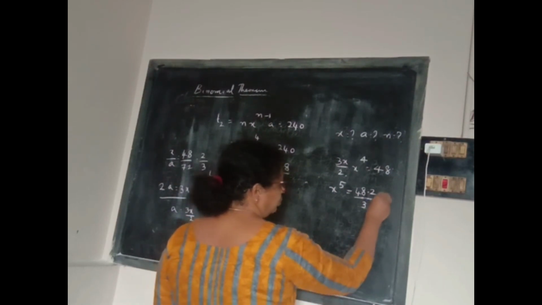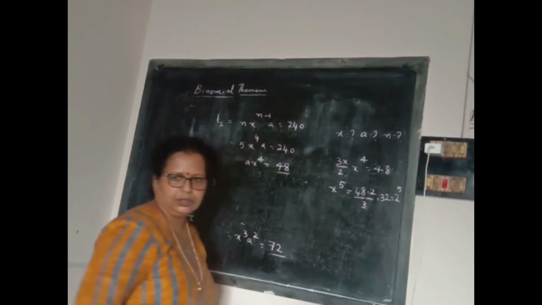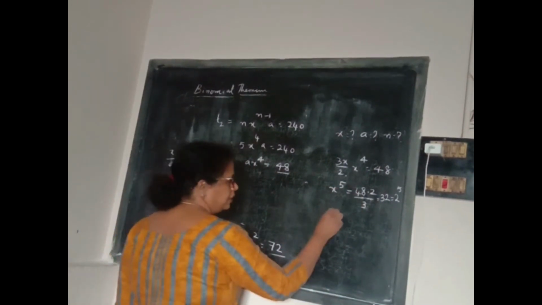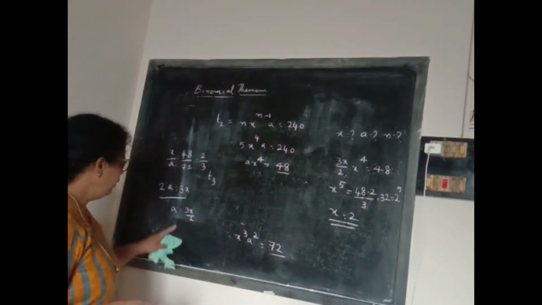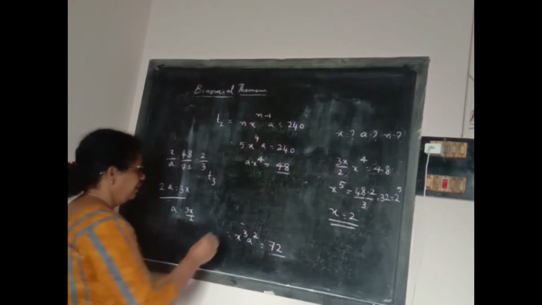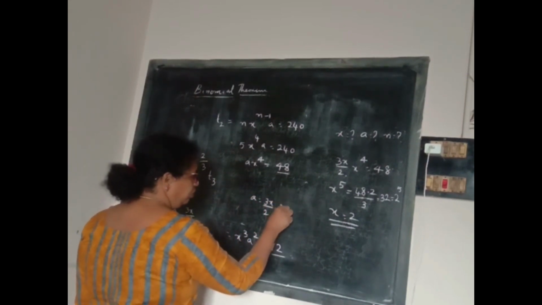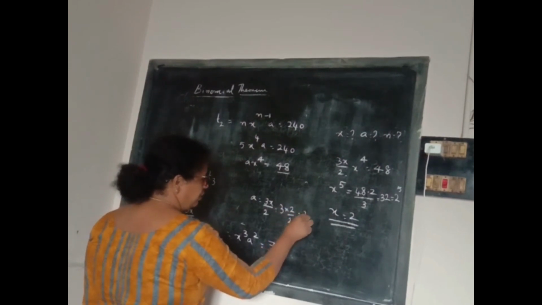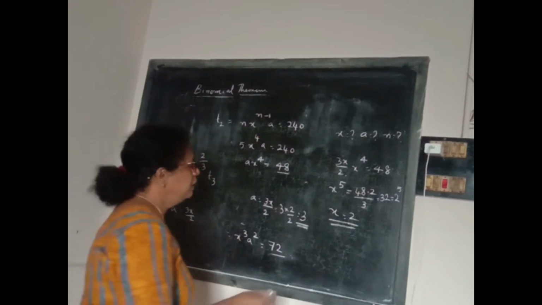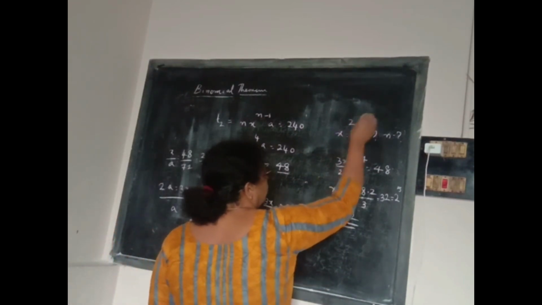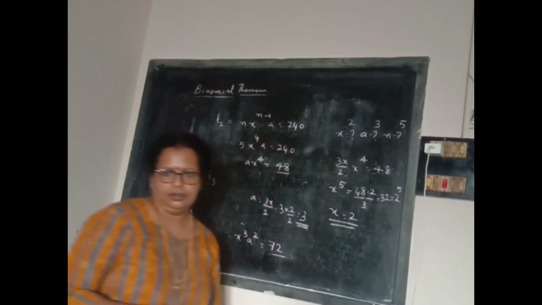16 into 2, 32. 32 is 2 raised to 5. So x raised to 5 is 2 raised to 5. So what is x? x equal to 2. When we get x equal to 2, we will get a. a is equal to 3x by 2, so 3 into 2 by 2. So a is equal to 3. So we got the answer: x equal to 2, a is equal to 3 and n equal to 5. These are the answers.